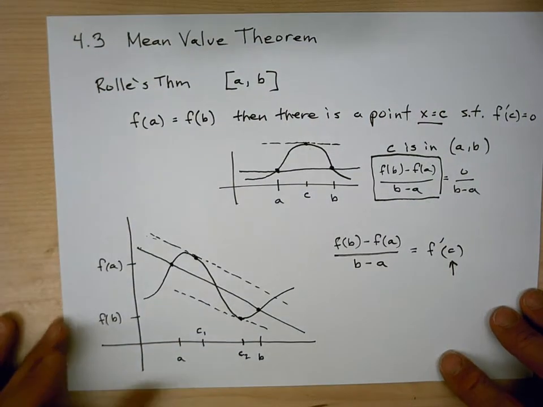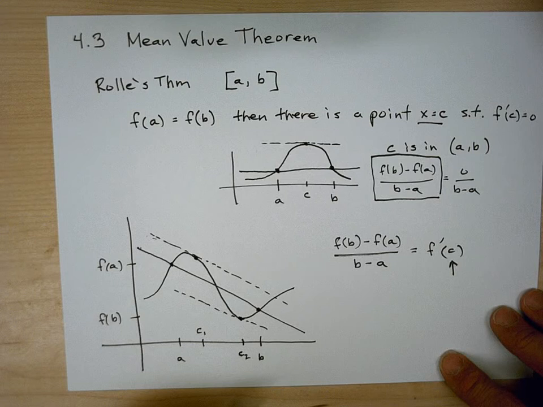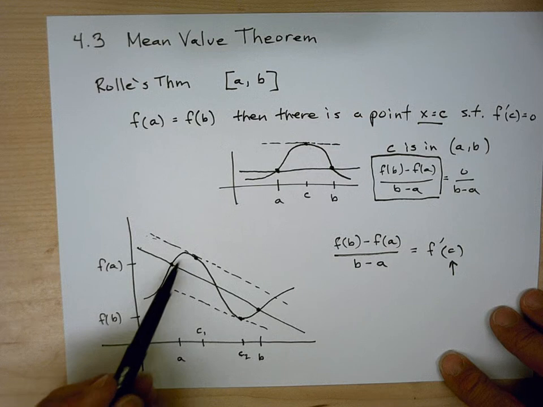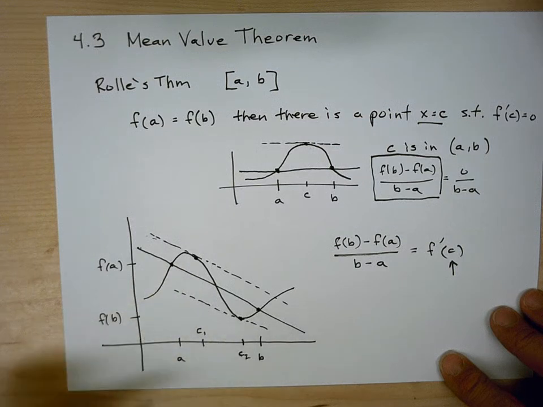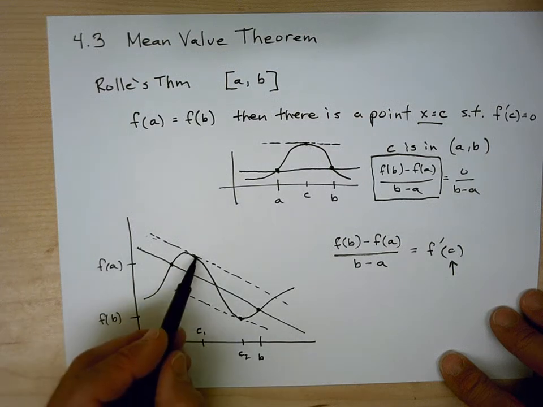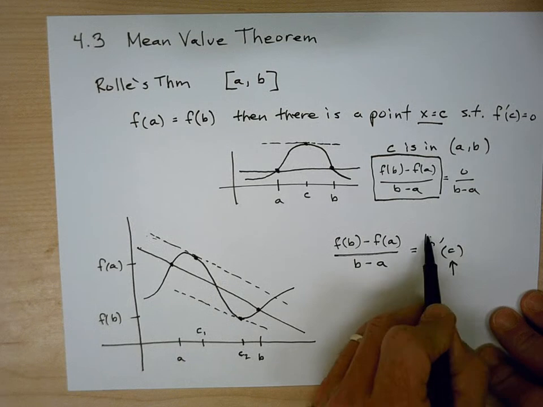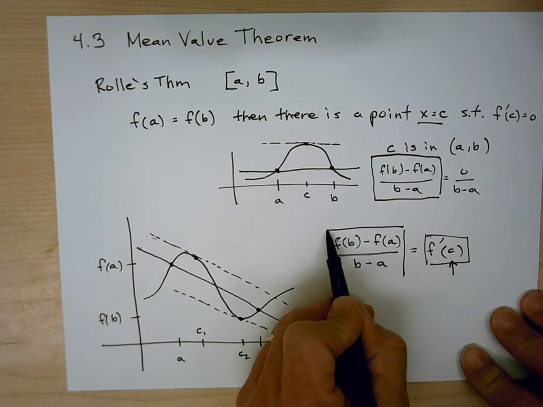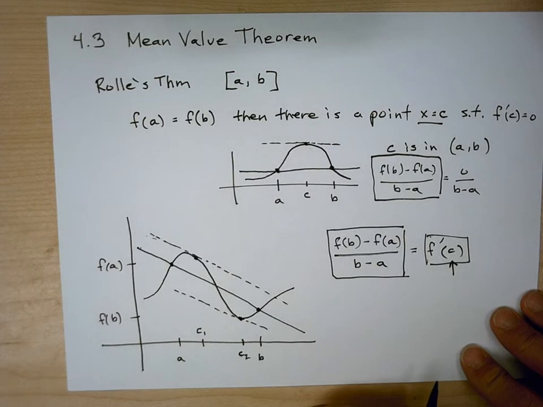All right? So again, visually, this idea makes sense. It's just saying that if you have this smooth curve connecting the point A and B, then somewhere in between, you will have a point where the slope of the tangent line, which is the derivative, is equal to the slope of the secant line connecting those 2 points.